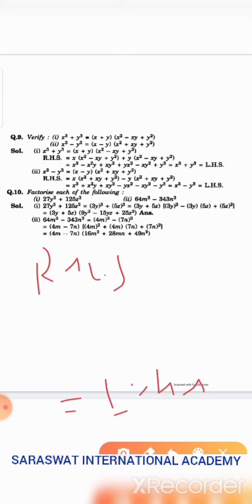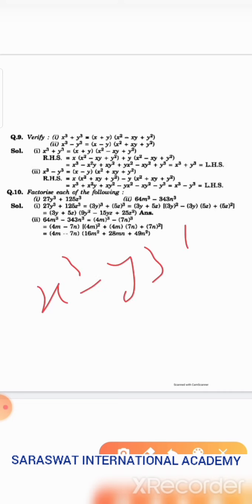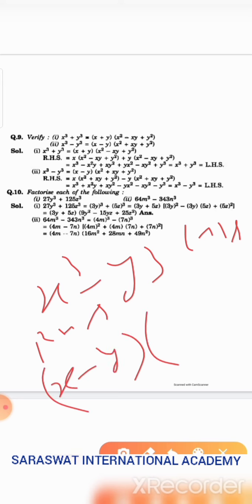So it is proved that the value of x cube plus y cube is given by the first bracket (x plus y) multiplied by the second bracket (x square minus xy plus y square). Hence it is proved. Similarly we verify the second identity. Here we have x cube minus y cube as the LHS term, and for the RHS we have to verify that it equals (x minus y) multiplied by (x square plus xy plus y square).